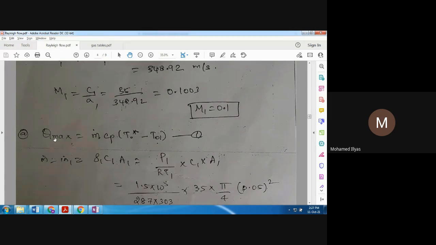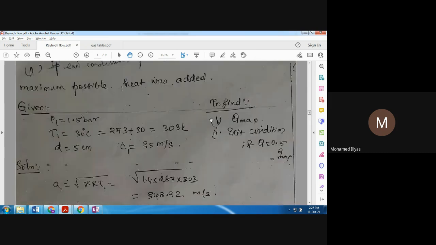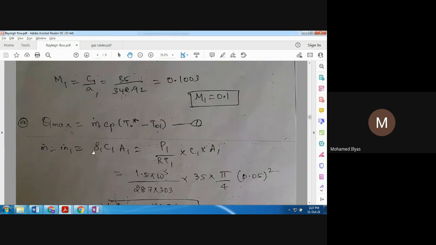Now we'll write this relation, Qmax equal to mCp into (T0* minus T01), so we'll use it later. In the previous problem we were finding per unit mass, but here they have given the velocity. So velocity means we need to consider a mass flow rate, since this is a fluid. The mass flow rate can be written as rho A C.